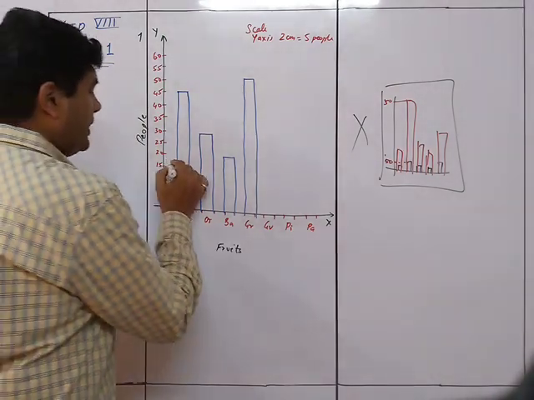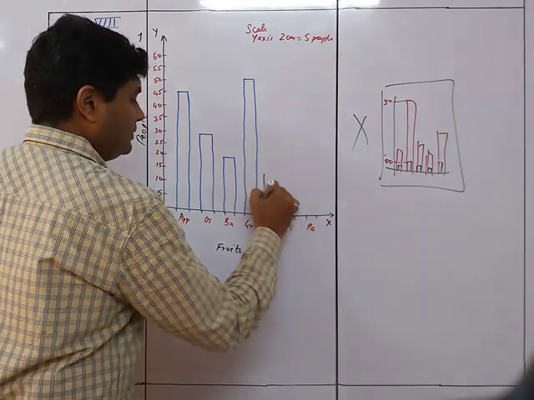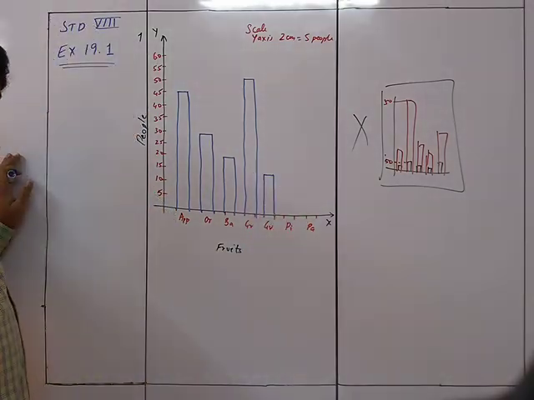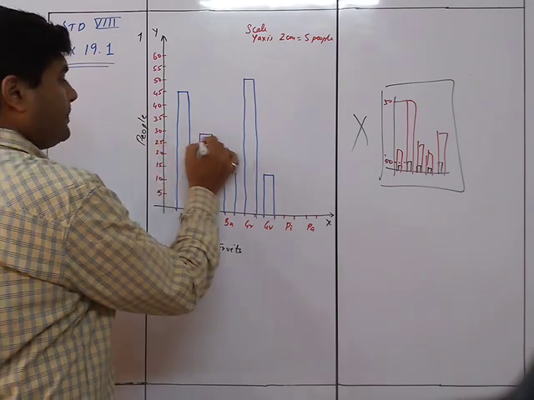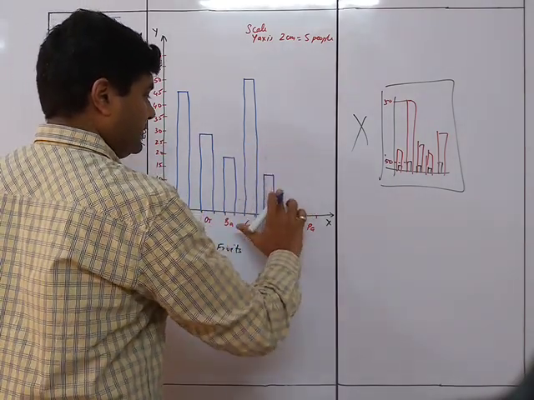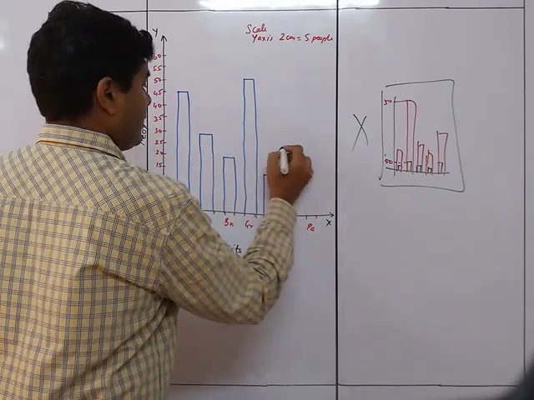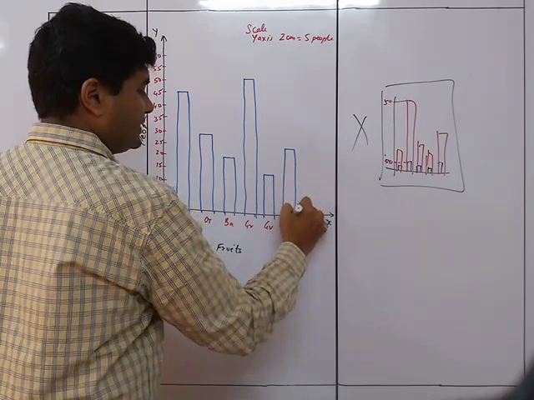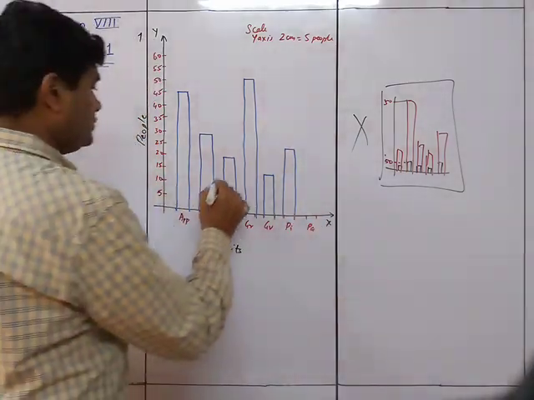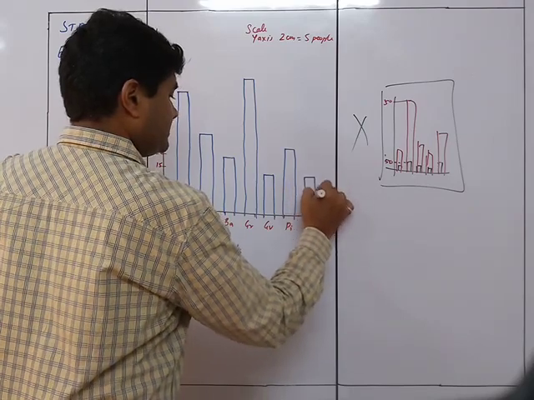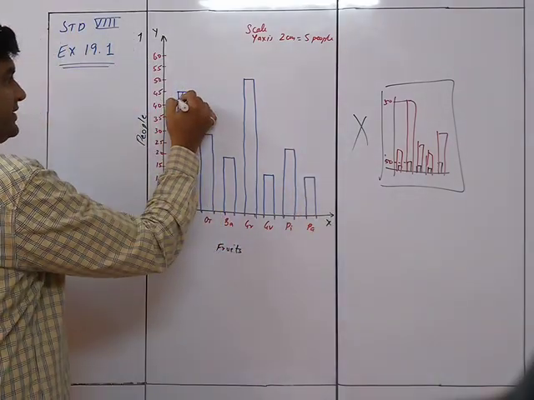15 people like guava, so this much is for guava. 25 pineapple, so this is for pineapple. And papaya is 15, so 15 again will be like this. You can shade this area.